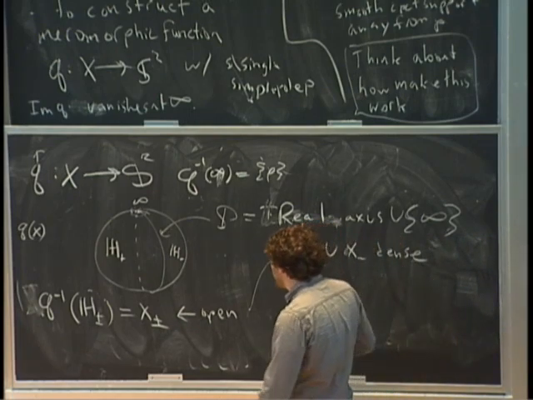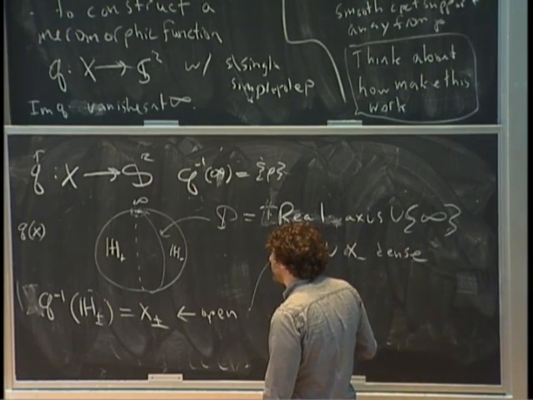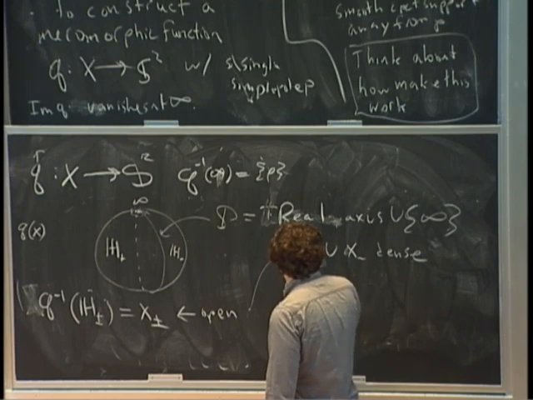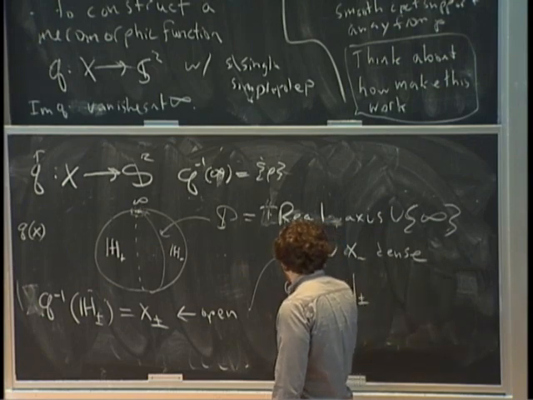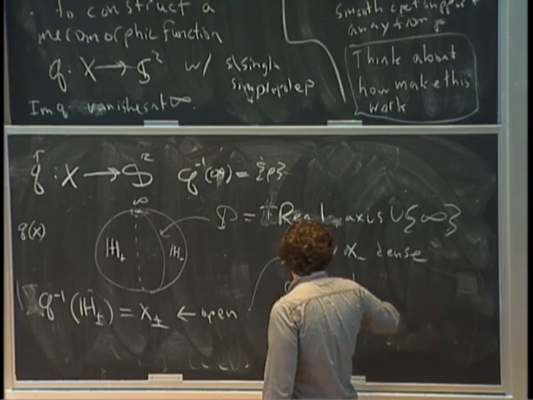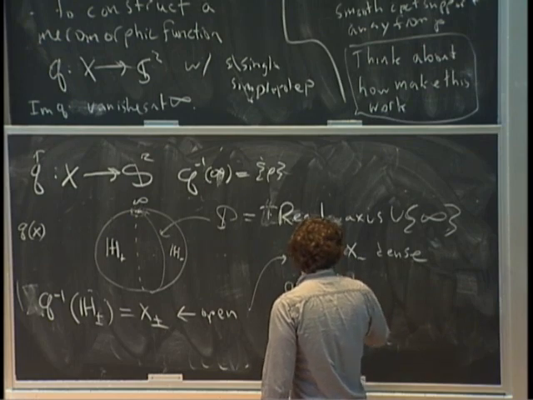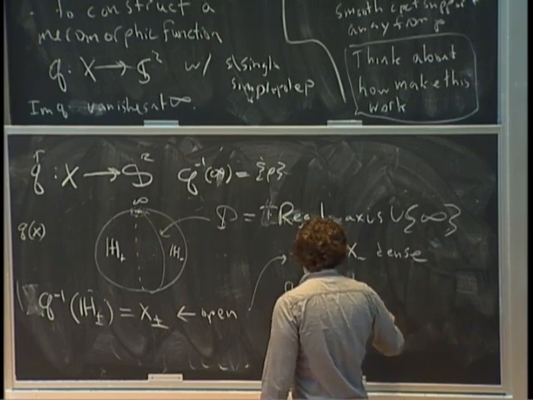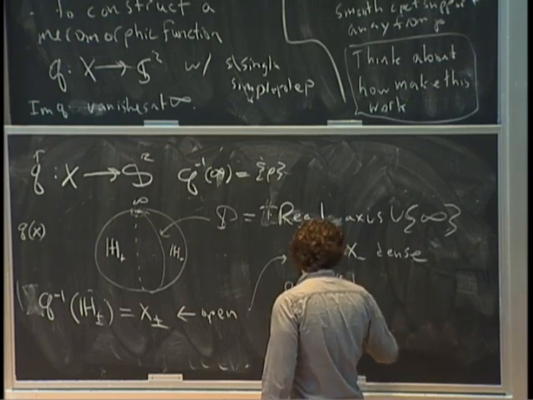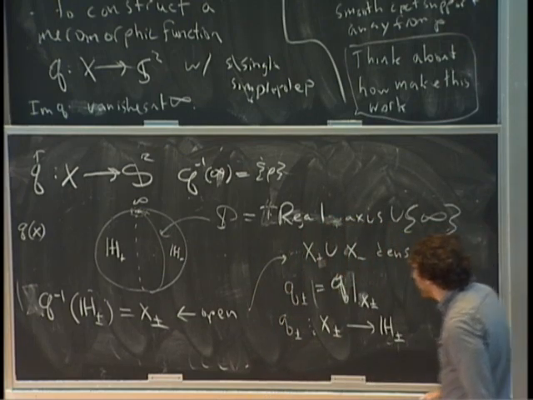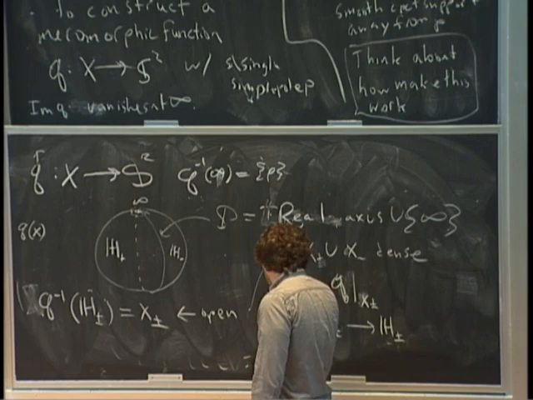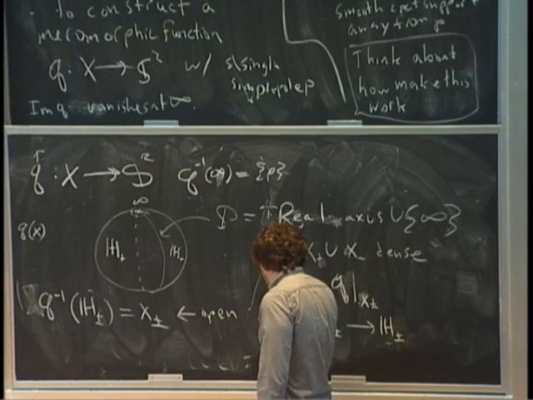And we now want to sort of use these X plus and X minuses to study Q. So let's look at Q plus minus, which is just the restriction of Q to X plus minus. So Q takes X plus minus to H plus minus. So the observation is, first of all, that these guys are proper.